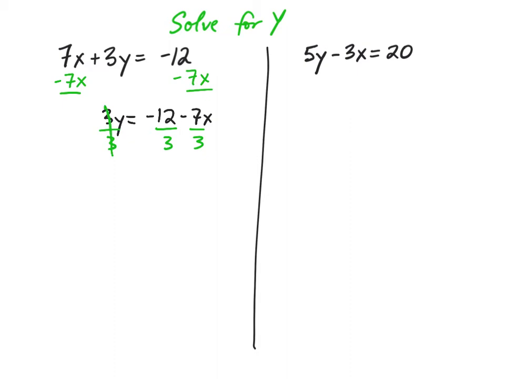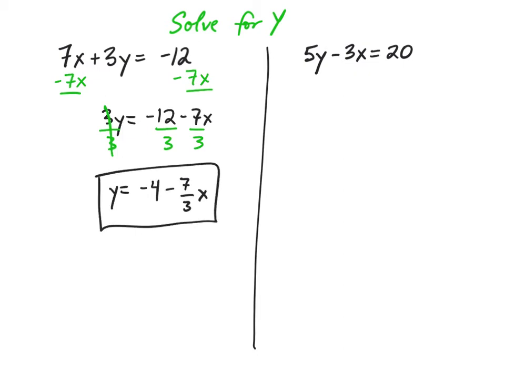3 divided by 3 is 1. 1 times y is just y, so that's why that's canceling out. Negative 12 divided by 3 is negative 4. And negative 7 divided by 3 is a decimal, so I'm just going to go ahead and leave it as negative 7 over 3x. I have solved for y.